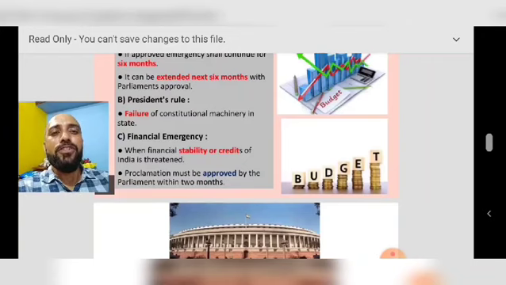Second is president's rule. That is nothing but in the state. If the constitutional machinery is failed in a state, the president rule can be imposed in a state.